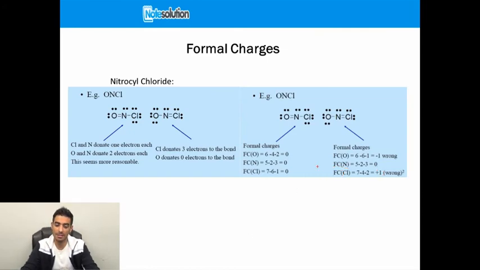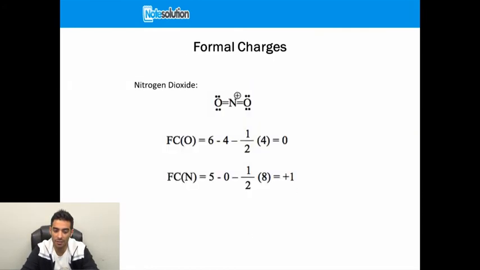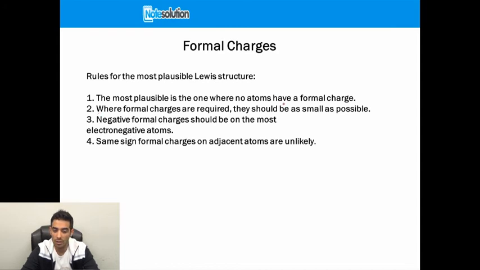So now in this case, let's see what does not fit into this rule. The most plausible structure is the one where no atoms have a formal charge. So the first scenario fits this, but the second doesn't. Where formal charges are required, they should be as small as possible. That does not relate to our situation in here. Well, it does relate, as in we have in the first scenario 0, 0, 0 formal charge, and in the other one we have -1 and +1 for chlorine.